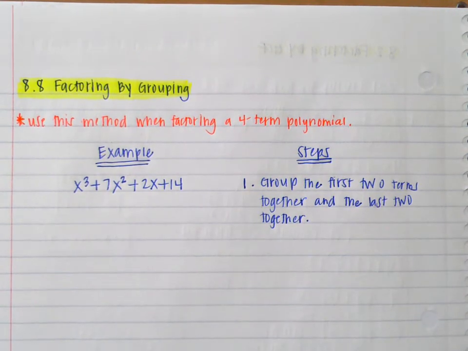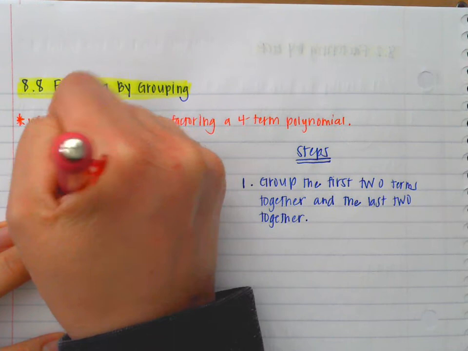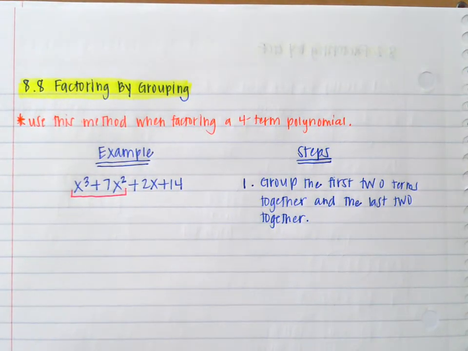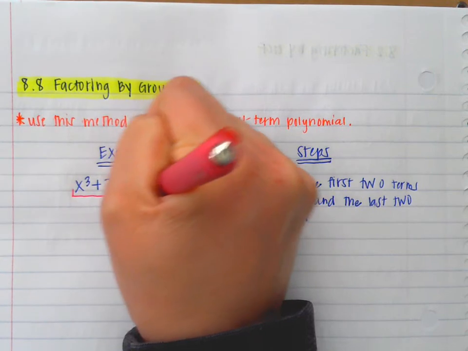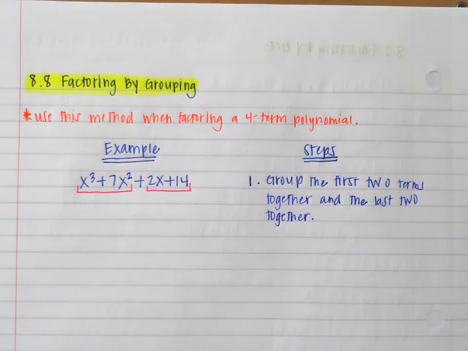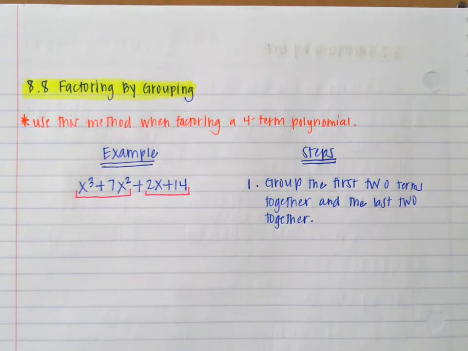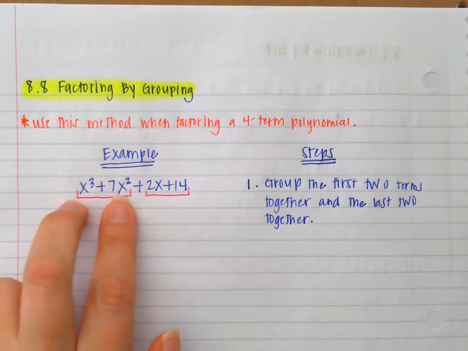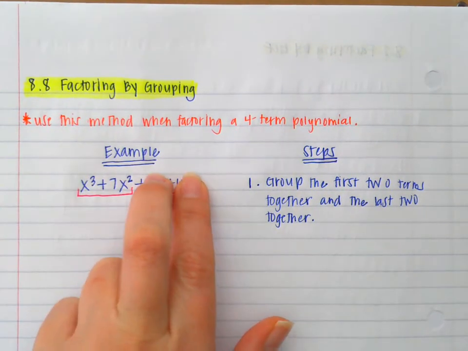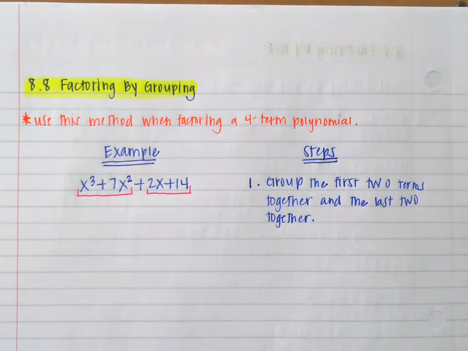All that means is we're just going to look at the first 2 terms separately, and then we're going to look at the last two terms separately as well. Like I said, really easy. You just have to think about these two terms as one group and these two terms as a completely separate group, and then we'll put it back together at the end.